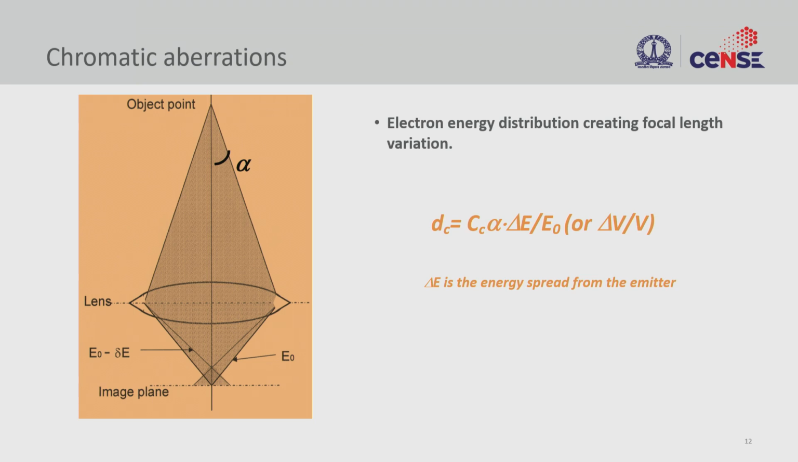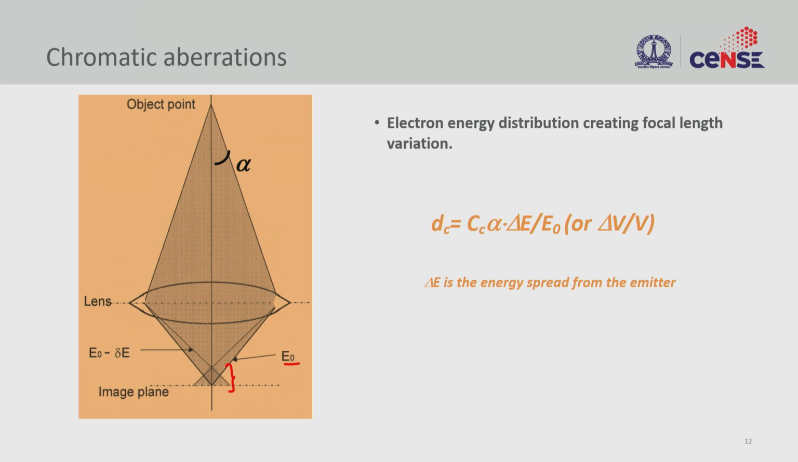So when you have a source, you always expect the source to give out a certain energy particle, right? But unfortunately, you won't be able to get the same energy all the time. There could be a small energy difference in the electrons that are coming out. That energy difference could result in a distribution, and that distribution will create a variation in the focal length. So there is a focal difference that you can see here.